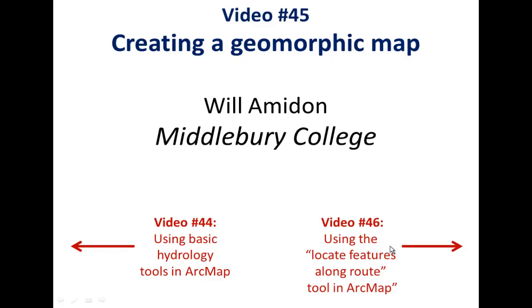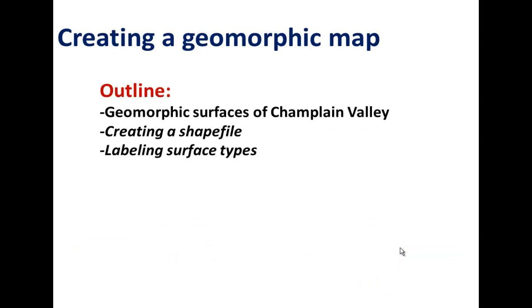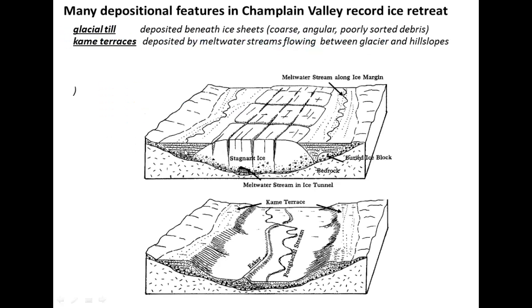So I don't expect you to be able to finish your geomorphic map during this video, but you can probably get started and follow along a bit and learn the basic approach to how you would make such a map. So the outline: I'm going to talk a little bit about the different types of geomorphic surfaces we're going to see in the Middlebury Gorge area. Then I'll show you how to create a shapefile to start tracing these surfaces, and then how to go in and label each surface within your shapefile.